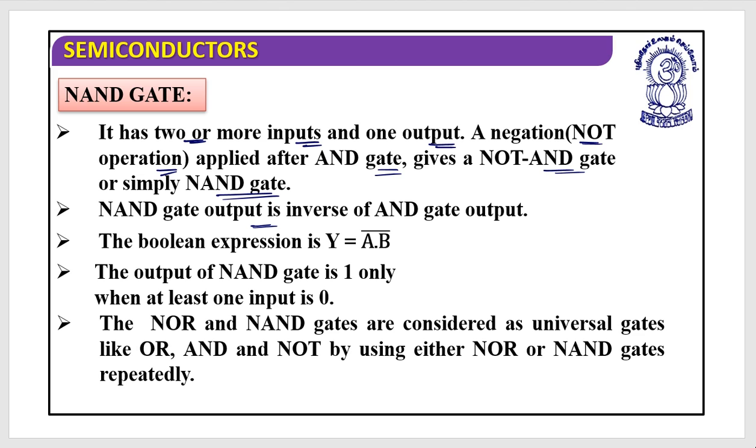So NAND gate output is inverse of AND gate output. And the Boolean expression for the NAND gate is y is equal to A and B whole bar. The output of a NAND gate is 1 only when at least one of the inputs is 0. And the NOR and NAND gates are considered universal gates. By using either NOR or NAND gates repeatedly, we can form OR gates, AND gates, or a NOT gate, by repeated use of NOR and NAND gates.